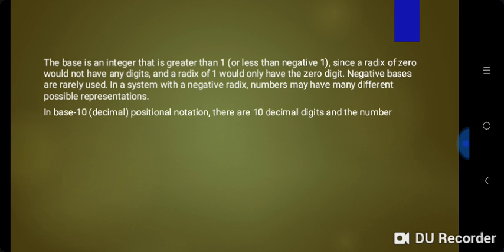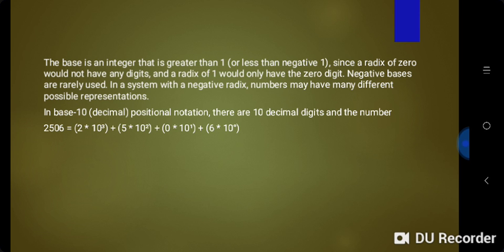In base 10 decimal position notation, there are 10 decimal digits from 0 to 9. So the number 2506: the first position is 6, going to the left, the last position or the fourth position is 2. So we multiply it: 2 times 10 to the third power, plus 5 times 10 raised to 2, plus 0 times 10 raised to 1, plus 6 times 10 raised to 0.